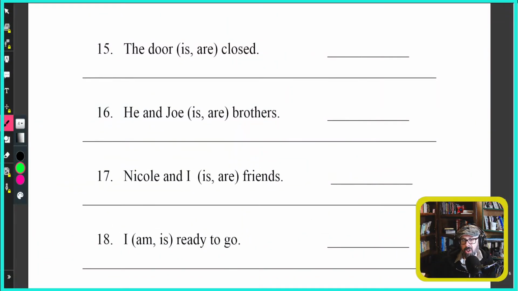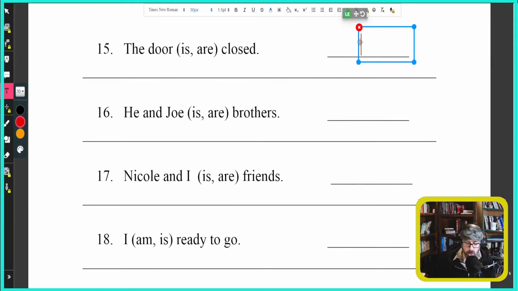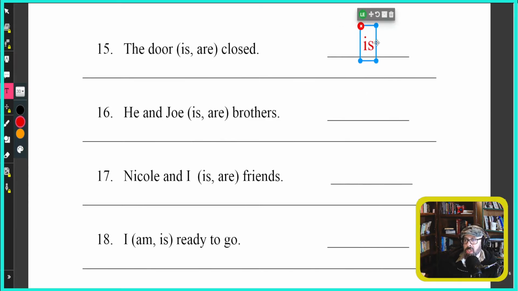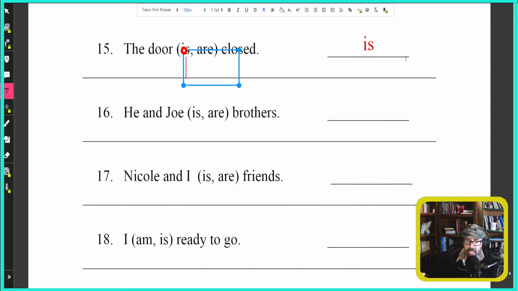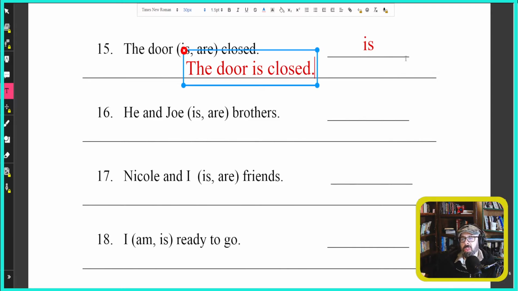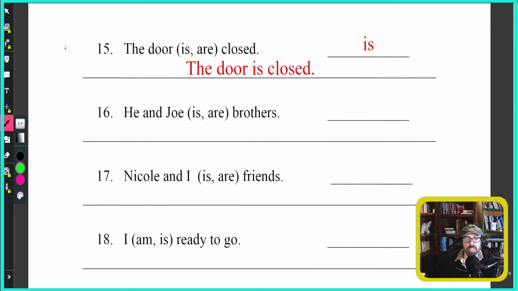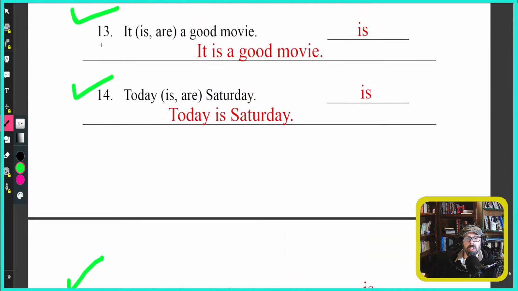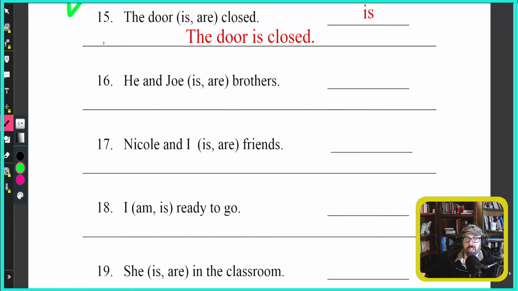The door is or are closed? Is or are? The door, correct answer, the door is closed. Okay, writing the full statement correctly. The door is closed, period. Okay, that's 15. The door is closed.